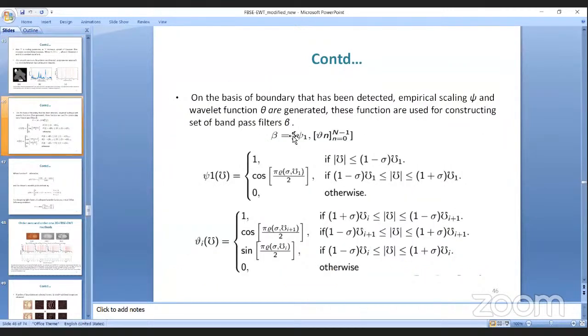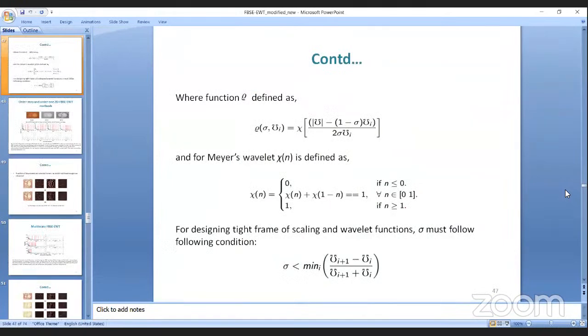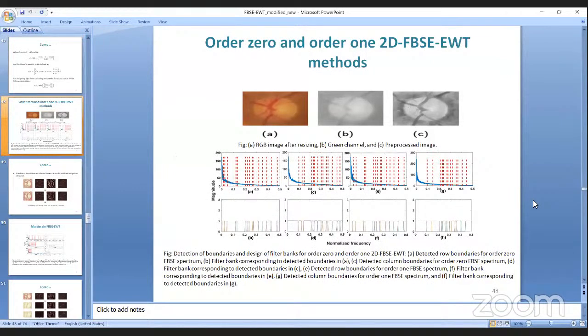Similar to earlier, these are the mathematical expressions for the empirical scaling function and empirical wavelet functions for designing wavelets in order to separate the subband images from these fundus images. When you use Meyer's wavelet, there are some constraints that you have to satisfy in order to design a tight frame of the scaling and wavelet functions, so we need to take care of this condition. And here you can see the order 0 and order 1 two-dimensional FBSE DWT methods.